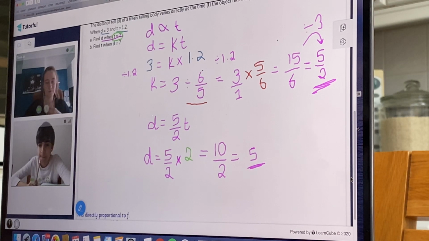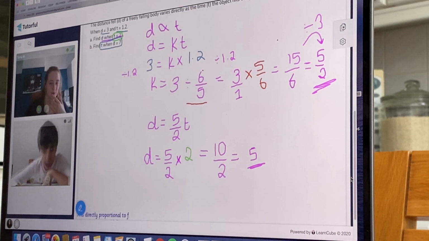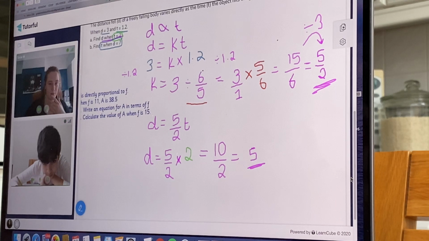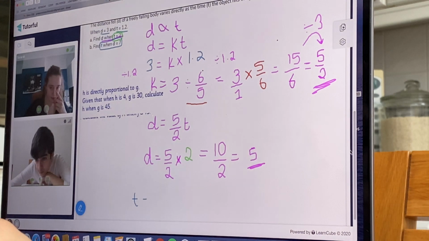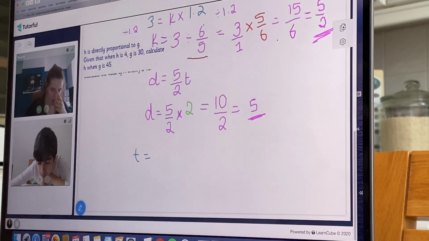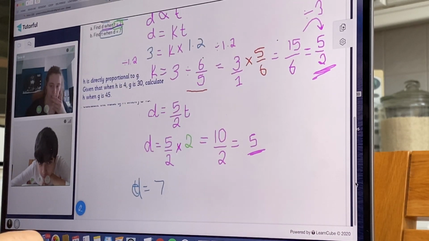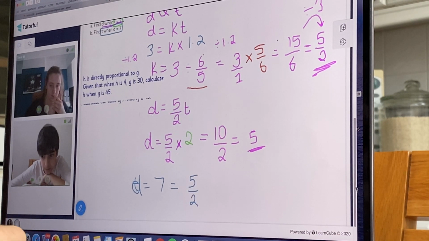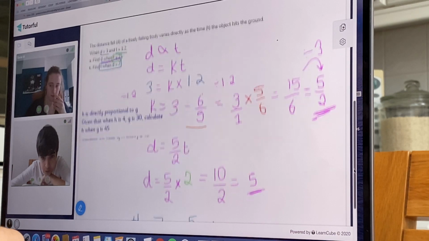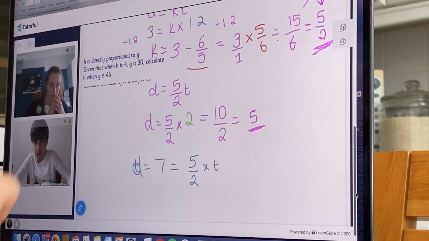Excellent. Now, can we find t when d equals 7? Okay, so t, d equals 7, and that is equal to 5 over 2 times t. Wait, 5 over 2. Okay, I have one question.